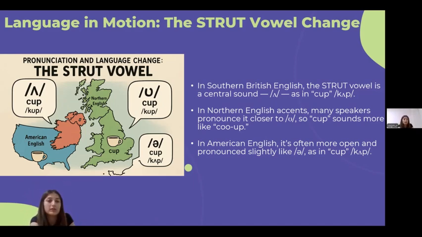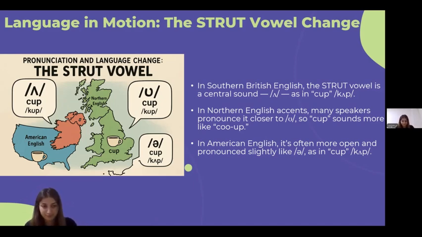this shows that pronunciation is not fixed. It changes with time, culture, and even geography. So in some accents like Northern English or American English, the STRUT vowel still sounds a little different. These are my examples. For example, in American English, the STRUT vowel is more open and pronounced slightly like the vowel in cup, I think. In Northern English accents, many speakers pronounce it closer to the vowel in put, so cup sounds more like "coop", I think.